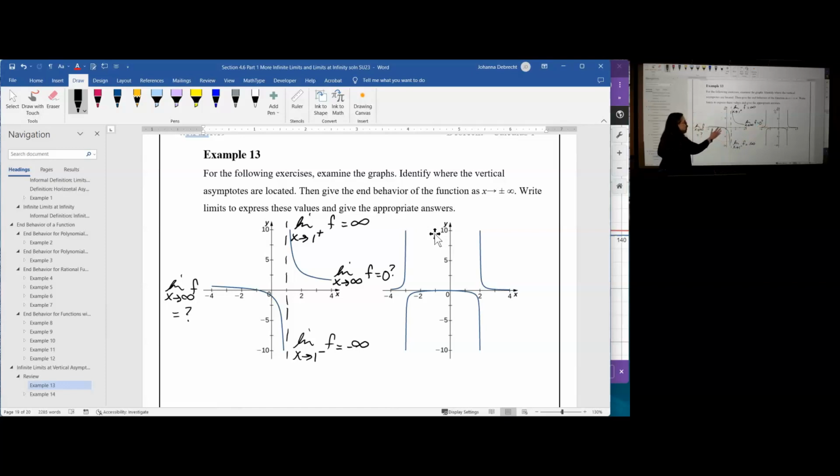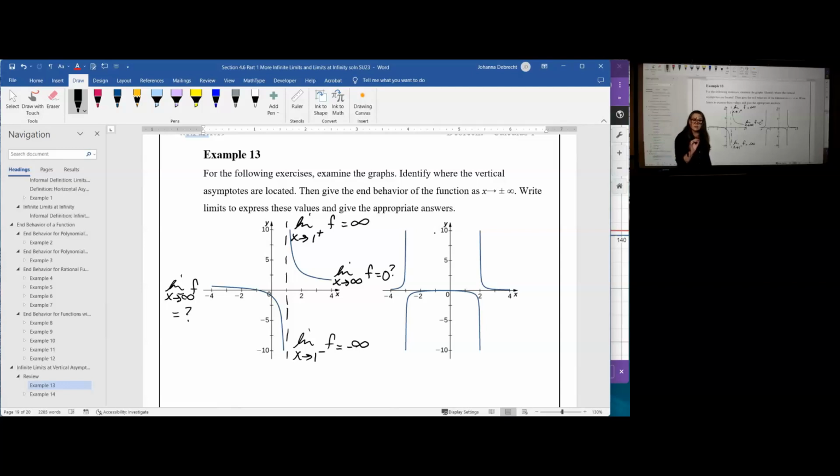I have the same problem on the left side of the graph. I can't tell what it's approaching, and it looks like I got my negative involved in my arrow there. I can't tell what's happening as I go to negative infinity because I don't have the equation of the function. The graph is not going to be enough to let me know for sure, definitively, what the limit is as x goes to negative infinity.